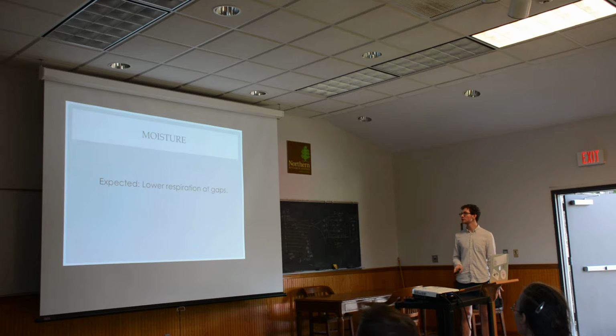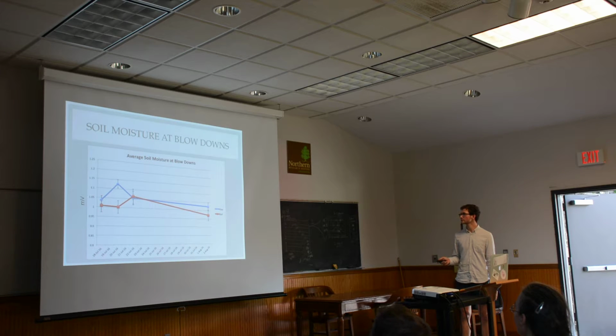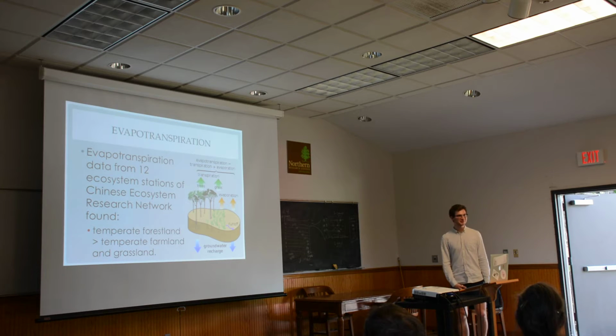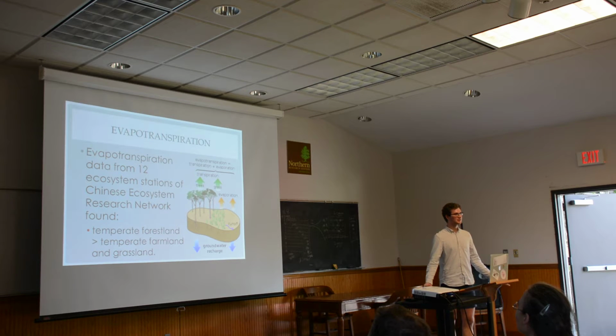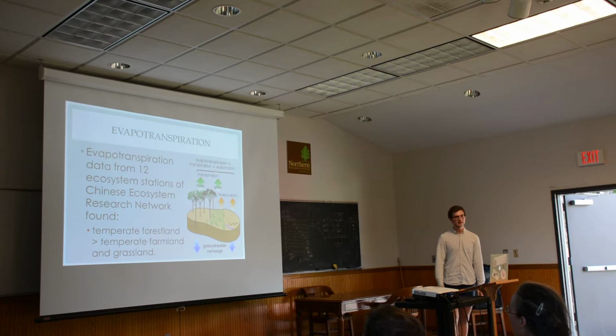And for moisture, I expected lower moisture at gaps, and that's not what I saw at all. At all of my plots, I saw higher moisture levels, which kind of surprised me at first. Then I learned about evapotranspiration from Joe Haley. Basically, at these gaps there aren't as many trees, and trees are a huge contributor to evapotranspiration. They take up so much water through their roots, and all of that is evaporated or transpired into the atmosphere. So here I'm seeing that transpiration is actually having more of an impact than the evaporation.